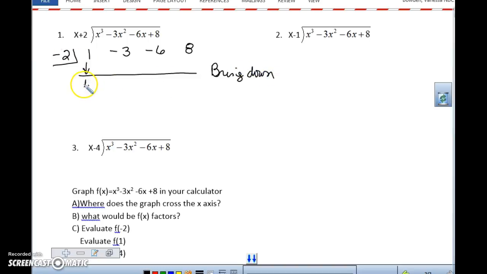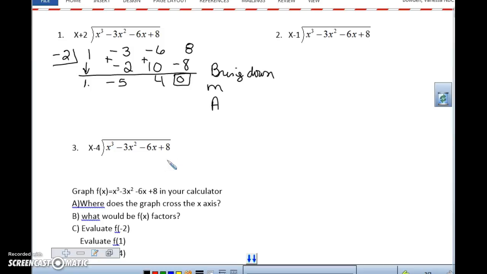Now we're going to multiply 1 times negative 2 is negative 2. And then we're going to add. So we get negative 5. Negative 5 times negative 2 is, then we add, then we multiply. 4 times negative 2, and we get a remainder of 0. Okay? And we're going to see what that means here in just a few minutes when we look at our graph.